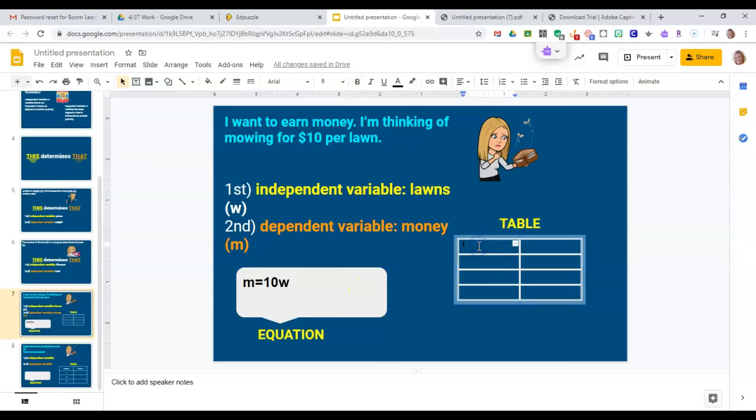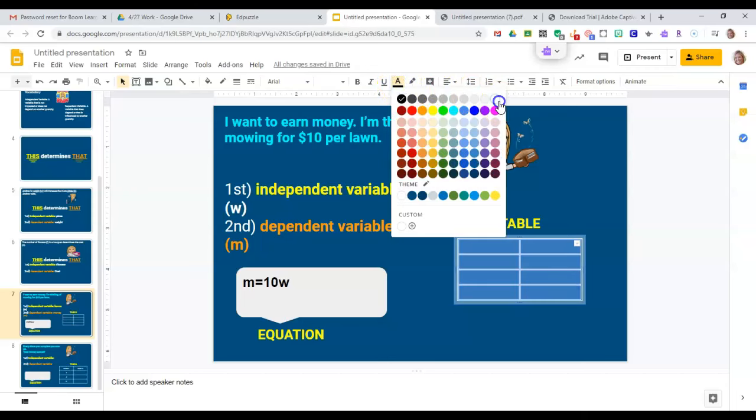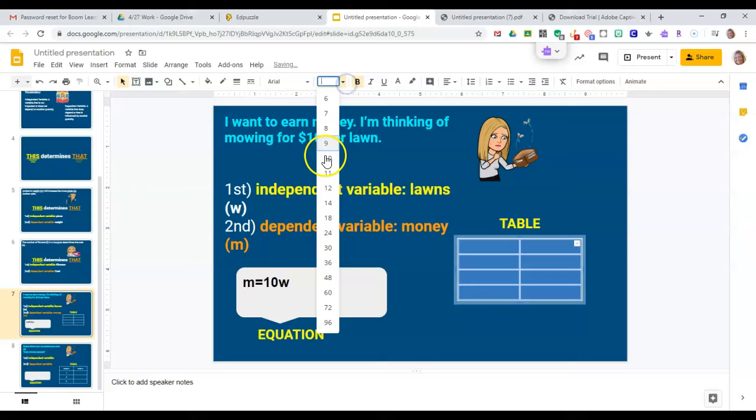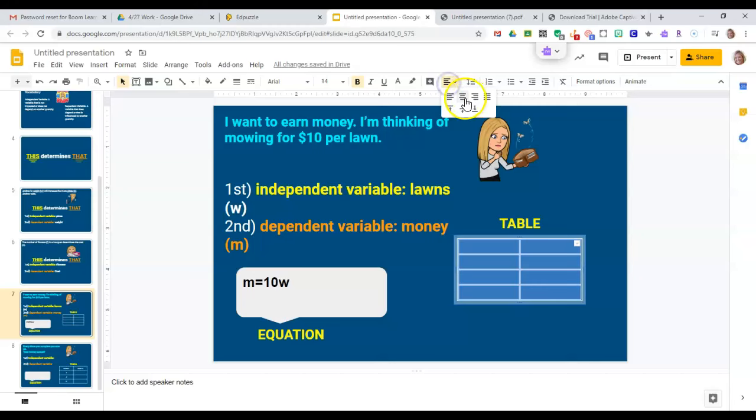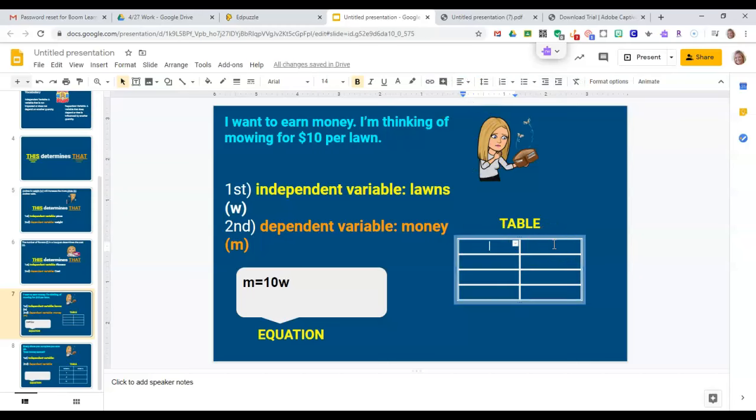So over here in my table, let me do this real quick so you can actually see it. I'm going to make this column my lawns, and this column is going to be money. So I know that if I mow 1 lawn, that is $10.